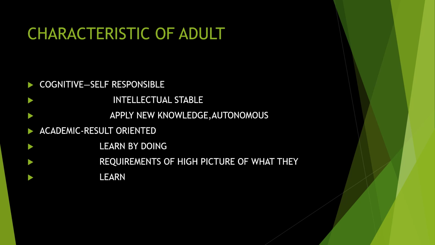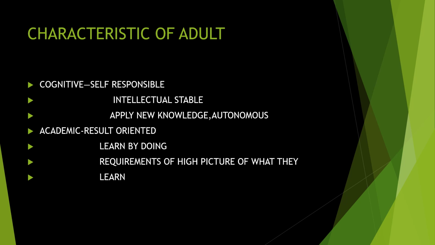And intellectually stable. Intellectually stable means they have a lot of experience in their life. From the experience they have gained a lot at their intellectual level. From that they decide what to do and what not to do. They are not in a Hamlet mode. They always know what to do and what not to do. And apply new knowledge and autonomous. Applying new knowledge is a small kind of experimentation, but they have to apply what they know to the things they knew.